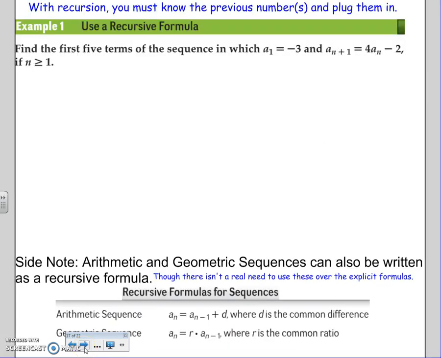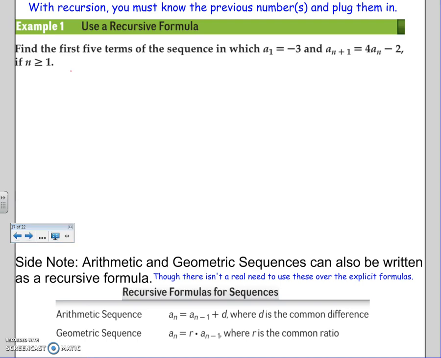Alright, so with recursion, you must know the previous number or numbers, depending on the formula, and just plug them in. So here's the first example. Find the first 5 terms of the sequence where a sub 1 is negative 3, and in the formula a sub n plus 1 is equal to 4 times a sub n minus 2, if n is greater than or equal to 1. Alright, so we have our first term.